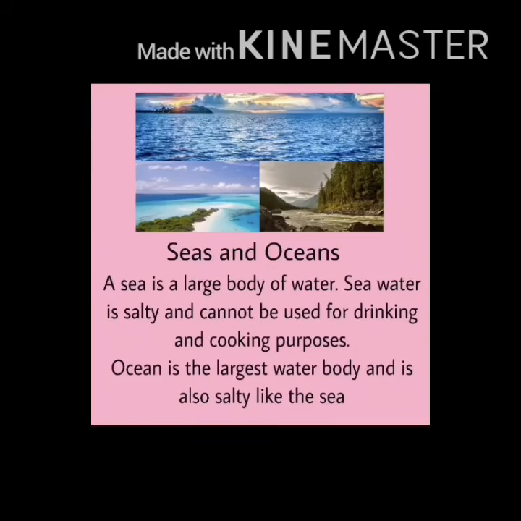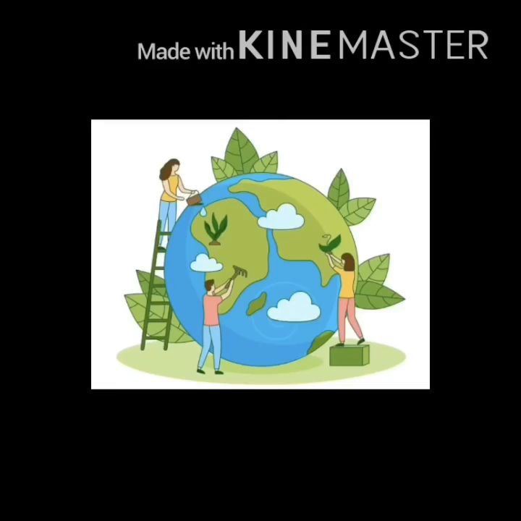Now let's learn about the seas and oceans. A sea is a large body of water. Sea water is salty and cannot be used for drinking and cooking purposes, and even the ocean water. Okay? And oceans are the largest bodies of water. Understood? So children, that was all about the water bodies.